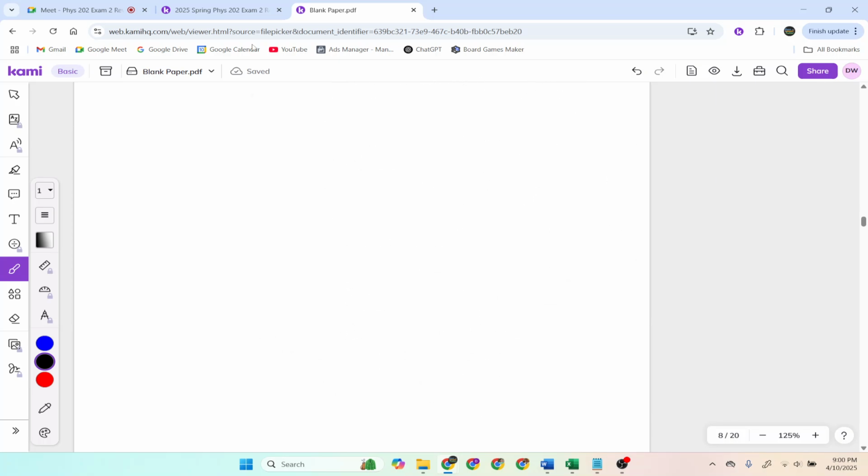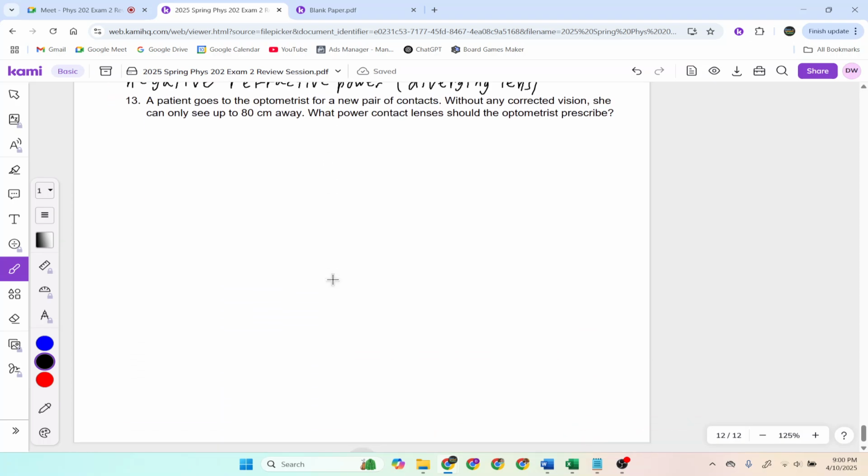Okay. So then last question of the night. A patient goes to the optometrist for a new pair of contacts. Without any corrected vision, she can only see up to 80 centimeters away. What power contact lenses should the optometrist prescribe? Okay. So basically the idea with this problem is that we're using the equation 1 over f equals 1 over s plus 1 over s prime. We always use this equation.